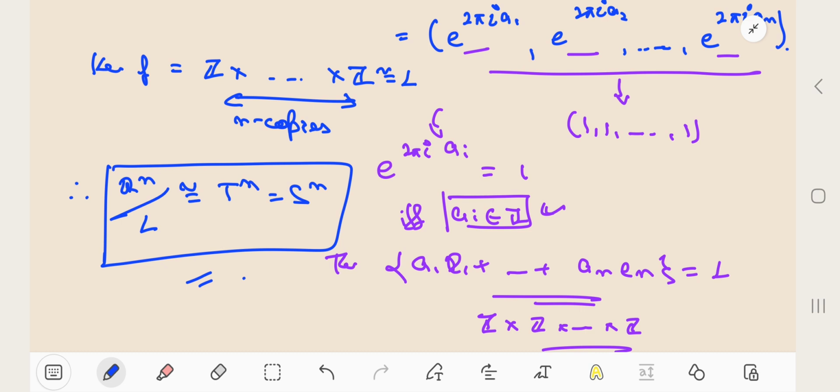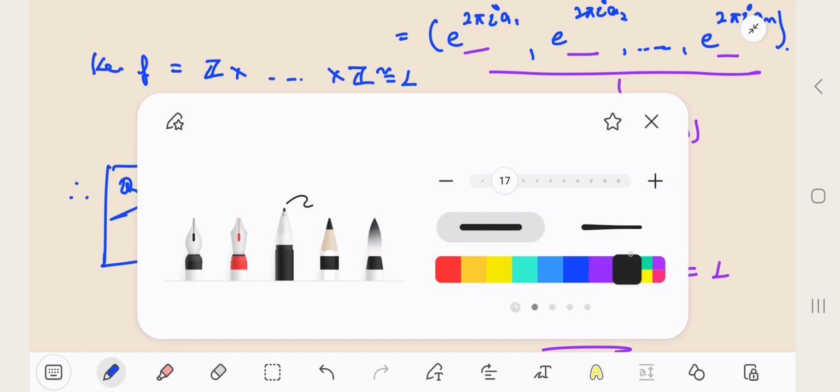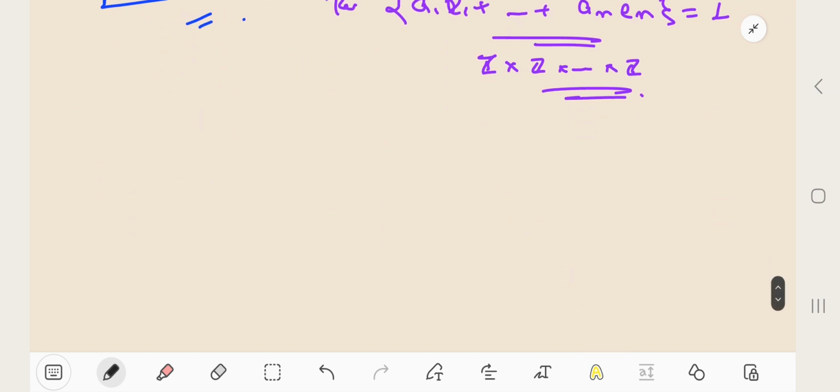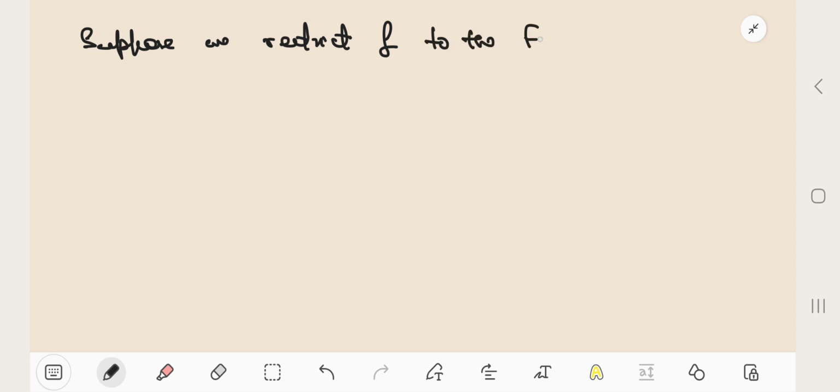But now here's an important thing which we would require to observe: what if we restrict this map F to the fundamental domain? Now we will see how the topological notion and these algebraic notions will eventually coincide. Now suppose we restrict this map F from the previous proof to the fundamental domain of the lattice.